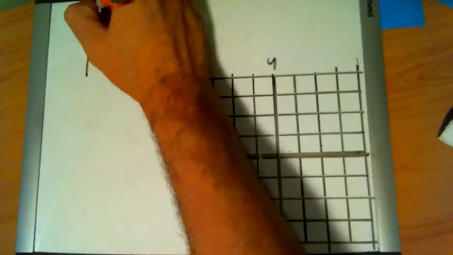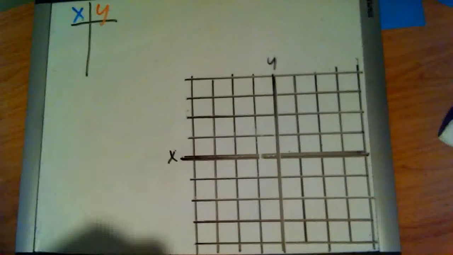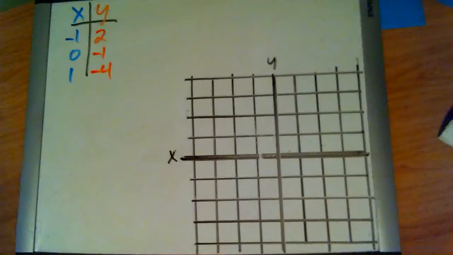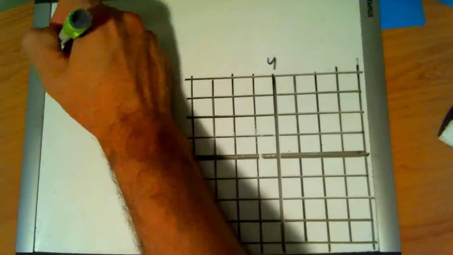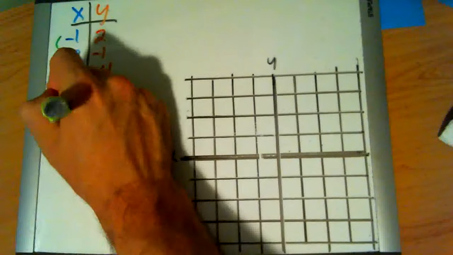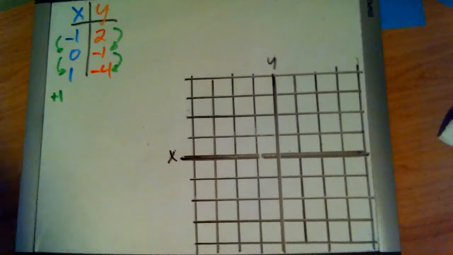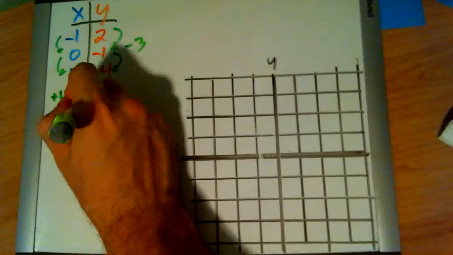Okay, so let's just take a few minutes and cover a little bit of everything we've covered with equations and functions. Let's start with some data points on the xy. So if we have (-1, 2), (0, -1), and (1, -4), we can see that x goes up by 1 each time and y goes down by 3 each time. So this would look to us like we have a unit rate of -3.